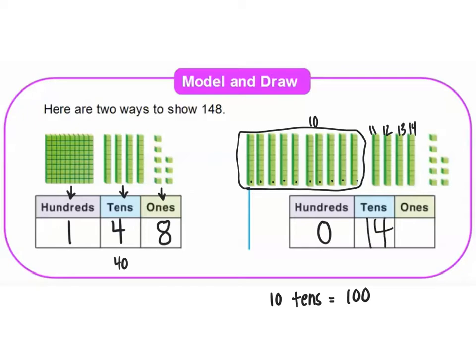14 tens, which is the same thing as 140. And then our ones block stays the same. We have 8. Both of these quick pictures, or base 10 blocks, show the same number, 148. It just shows it in different ways. We've practiced this before. We're going to continue today to practice using these base 10 blocks in quick pictures.